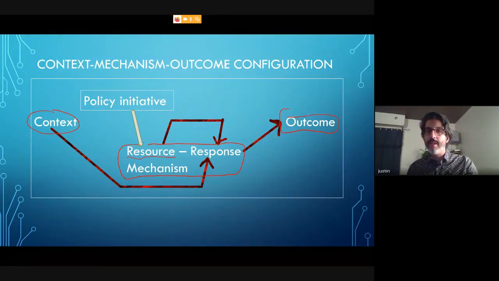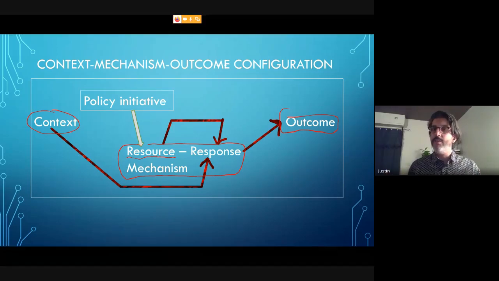So then you have mechanisms. The idea is that if everything is going well, you will have a policy initiative. It triggers the resource and the context is supportive of this resource, leading to the response, which is a feeling of maybe motivation and appreciation or recognition of the efforts and agreement with the efforts. And then that leads to the outcome, the desired outcome of the behavior change that was the desired origin for the policy initiative. So that's generally how we lay out the realist analysis.